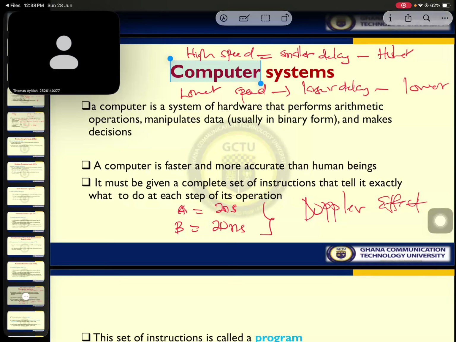It must be given instructions first. And these instructions is what we call a program. The computer needs instructions before it works. A program is a set of instructions that tells the computer exactly what to do, step by step. It must be given a complete set of instructions that tells it exactly what to do, step by step. And that is what we call what? A program.